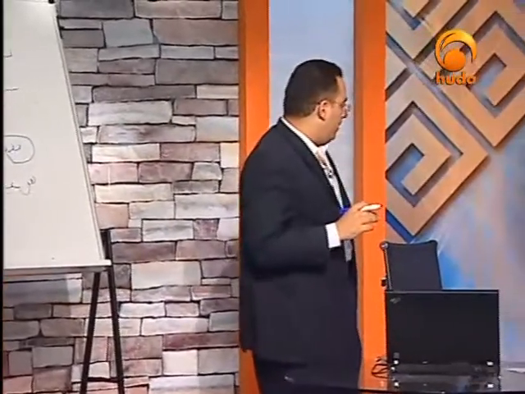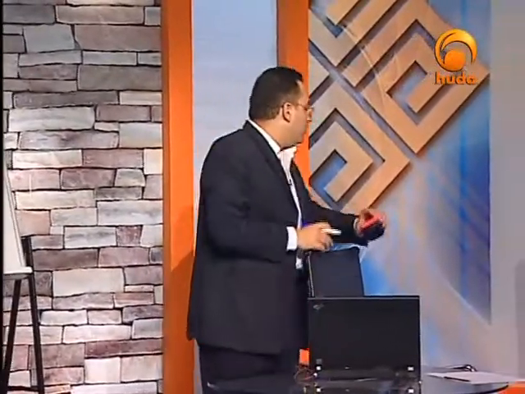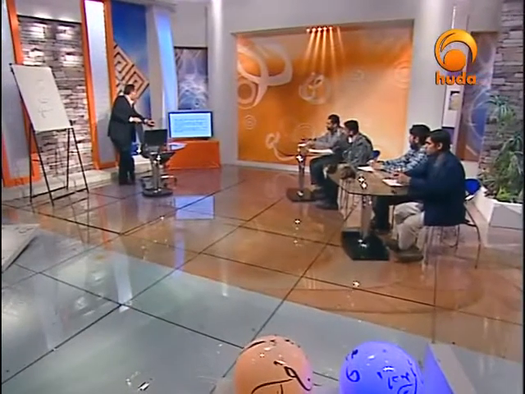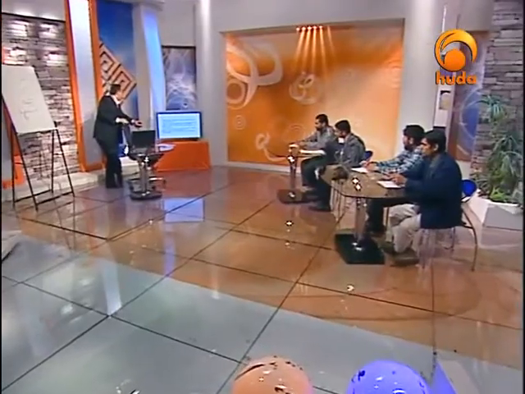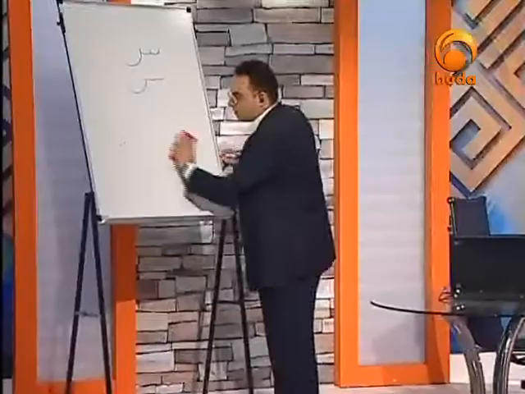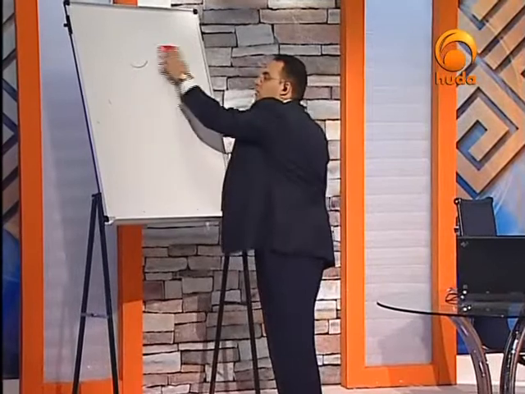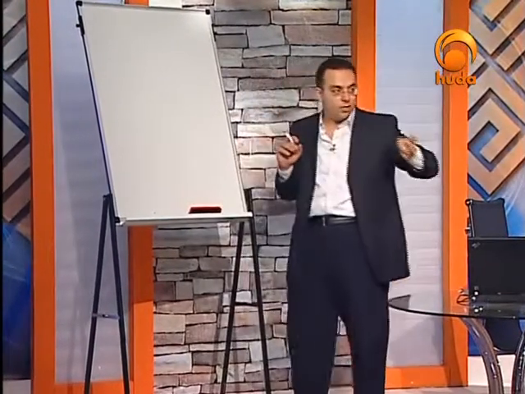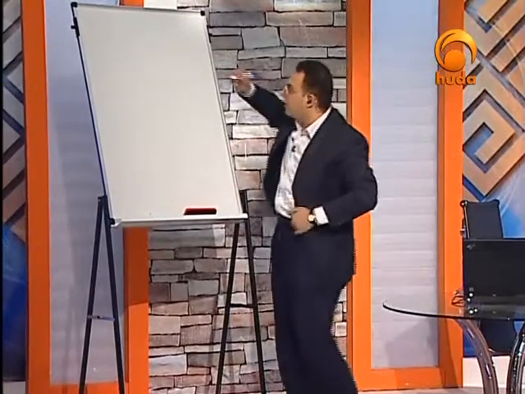When it comes to medial position, it's always connected. Like, for example, when we say wiswas, which means obsession. Sometimes we also say hasad, which means, in English, envy. Let me write that here. So, sa in medial position is always connected with the following and with the previous letters. Let me move on here and write that.